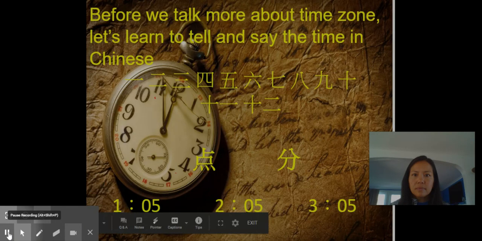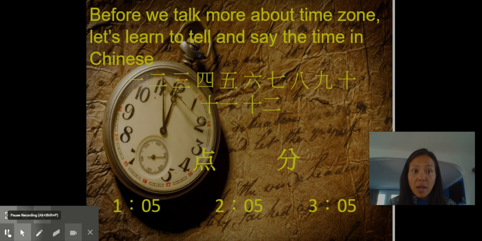So friends, before we talk more about time zone, obviously we're going to dive into the time zone in Zhongguo, in China, in a little bit. But let's learn how to say and tell time in Chinese. First, let's review. 复习一下, 复习.